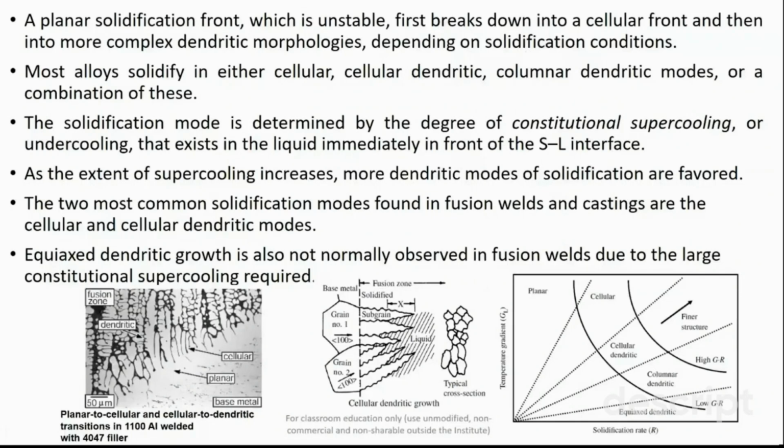Yesterday we were discussing the different types of solidification modes in your weld metal. We studied that there are different types of solidification modes such as planar solidification mode, cellular dendritic, columnar dendritic, and equiaxed dendritic. As you can see from this diagram, there are three commonly observed solidification modes: planar, cellular, or columnar dendritic. However, it is very difficult to obtain the planar solidification mode as well as the equiaxed dendritic mode.